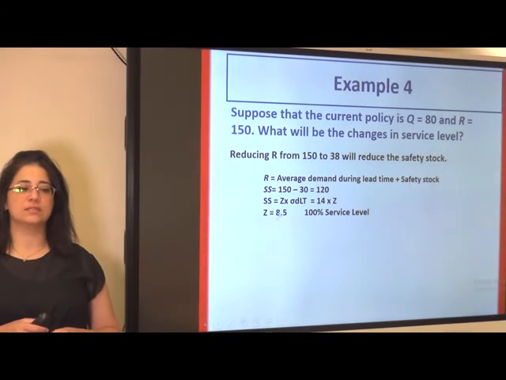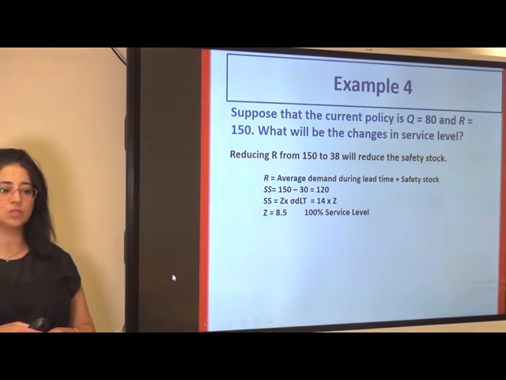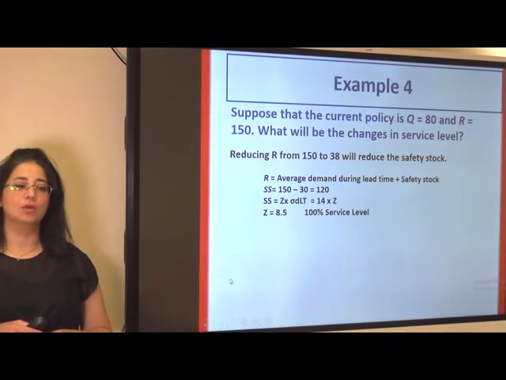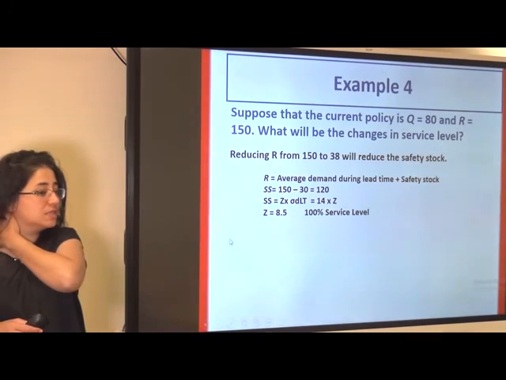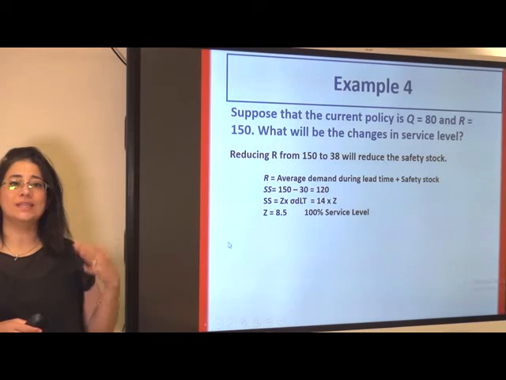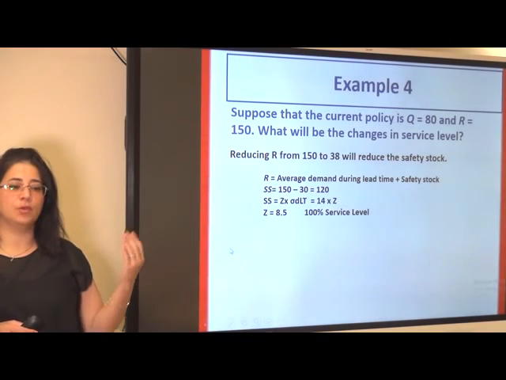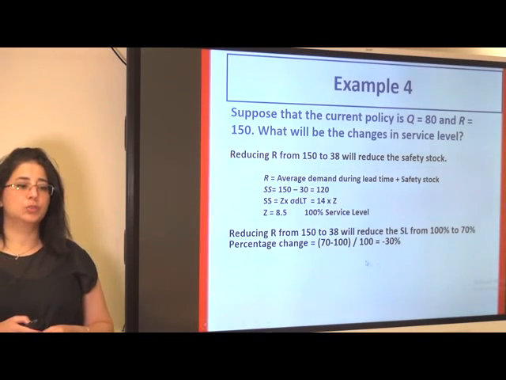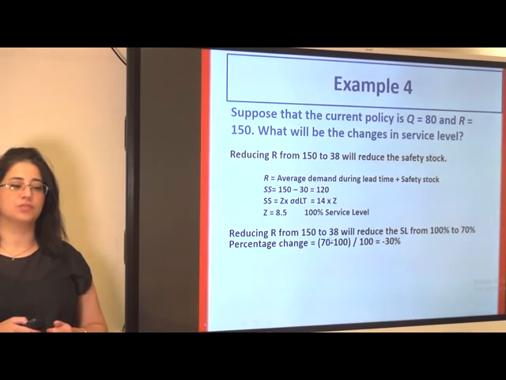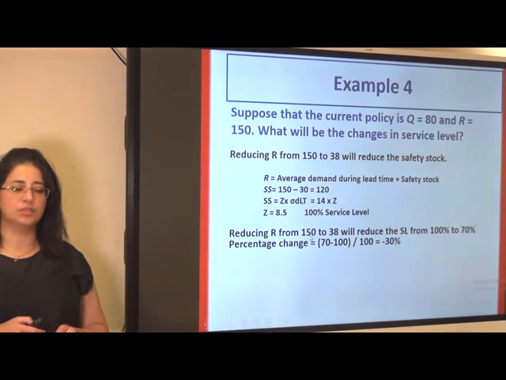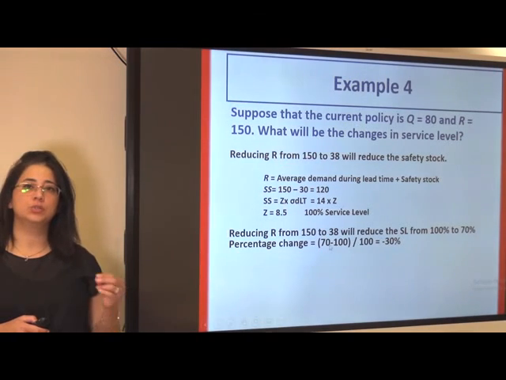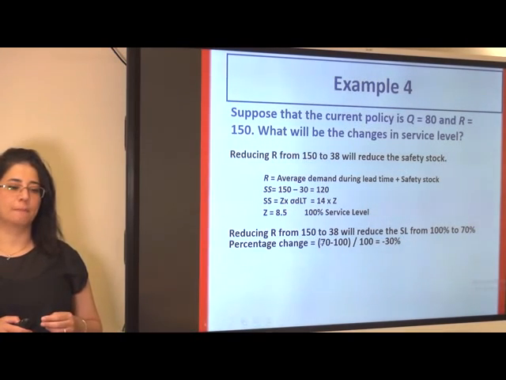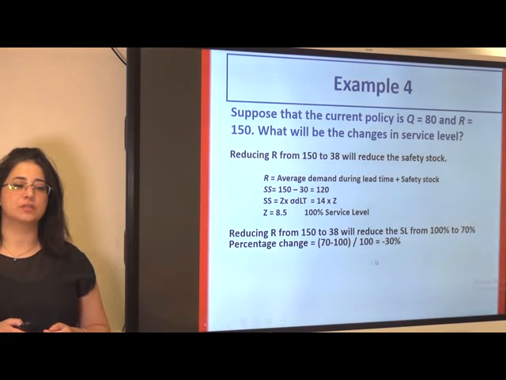Safety stock equals Z sigma demand during lead time. So Z equals 8.5. From the Z table, the maximum service level of 100% is at Z of 3.5, so any Z larger than 3.5 will give you 100% service level. So reducing R from 150 to 38 will reduce the service level from 100 to 70%. Okay, we have a 30% reduction.